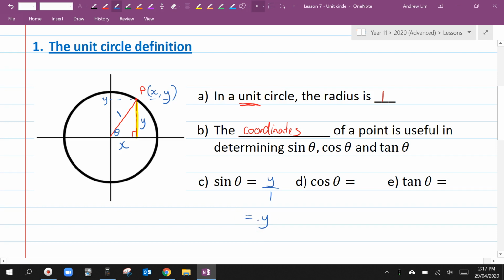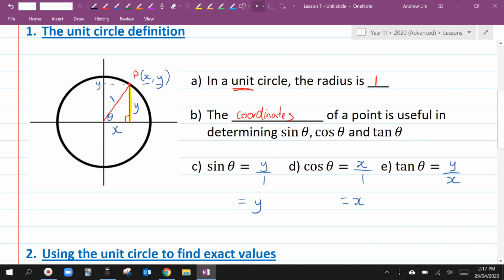Cos of theta is equal to adjacent over hypotenuse. Adjacent to the angle is x, hypotenuse is 1, and x divided by 1 is just x. For tan theta, we know tan is equal to opposite over adjacent. Opposite of the angle is y, and adjacent to the angle is x, so tan theta is equal to y on x. Now it's very important that you memorize these, particularly the first two. So I'm just going to write here, sine of theta is equal to y, cos of theta is equal to x. It's very important that you memorize these.